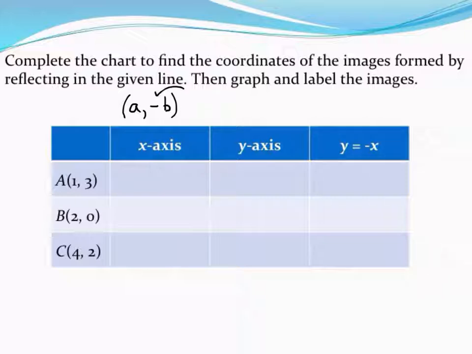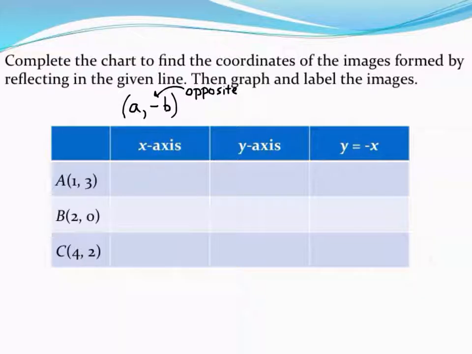Now, you may have heard me say this a second ago. Say this as the opposite of b. Don't say negative b, say the opposite, because if that value starts out negative, it becomes opposite or positive. So let's use that rule to find our three new coordinates for reflecting over the x-axis, and then we'll go ahead and graph it and see if it looks right.